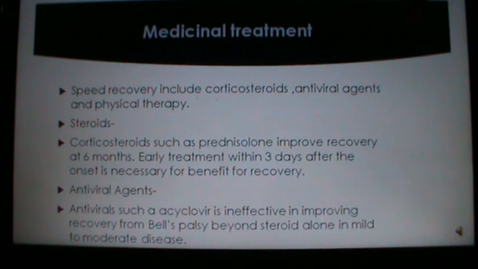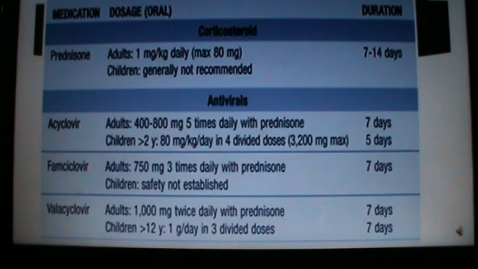Medical treatment is a corticosteroid along with an antiviral agent, and sometimes you can also give physical therapy. Steroids, most commonly prednisolone, you have to give in these cases to improve recovery at 6 months. The antiviral agent is acyclovir, which should be given along with the prednisolone. These are the medications which you can give in cases of Bell's palsy.